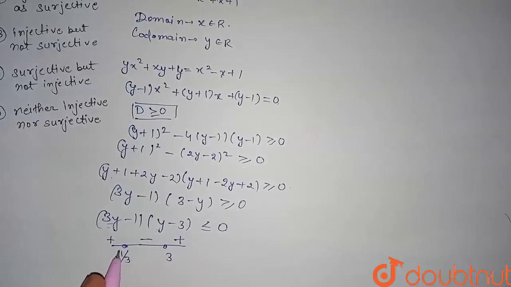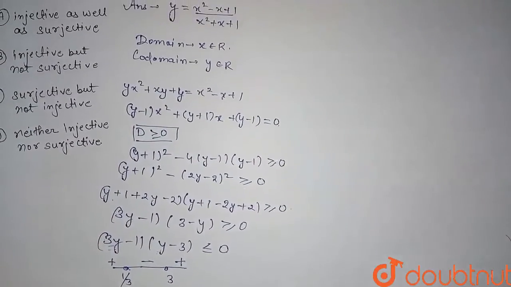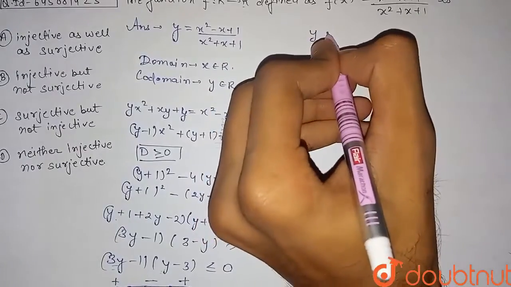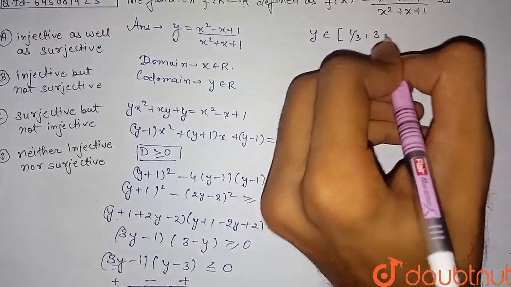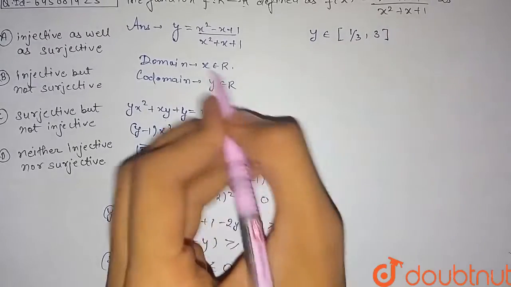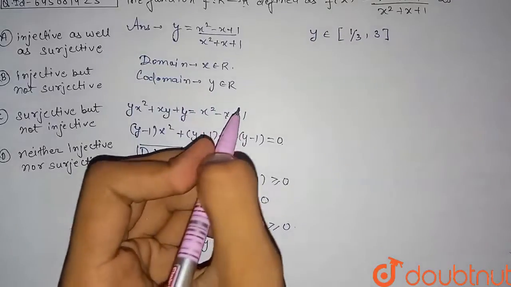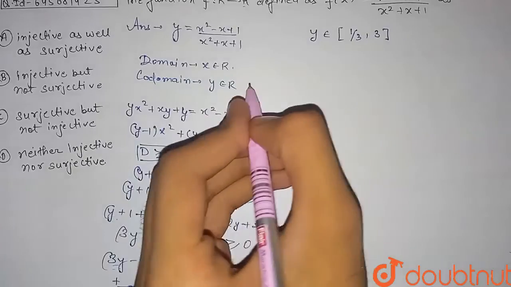So our interval will be from here to here, that is, we can say that y belongs to the closed interval 1 by 3 to 3. So our range for this function is y belongs to the closed interval 1 by 3 to 3. So from here, if the function is surjective, then its codomain must be equal to its range for surjectivity.